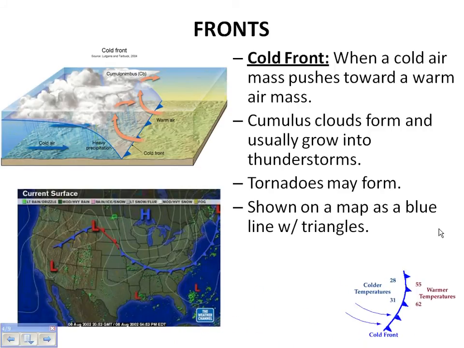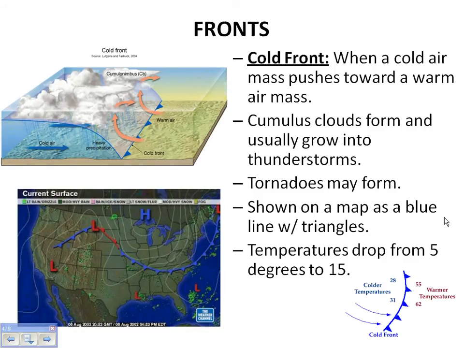Like we said earlier, on a map, you will see a blue line with triangles to represent a cold front. During a cold front, temperatures can drop from 5 degrees to 15 degrees, and it's generally very windy. So these are really big storms that happen because of cold air pushing warm air.